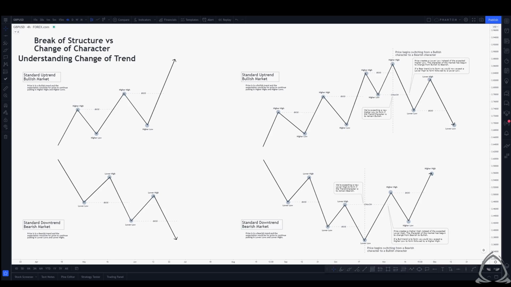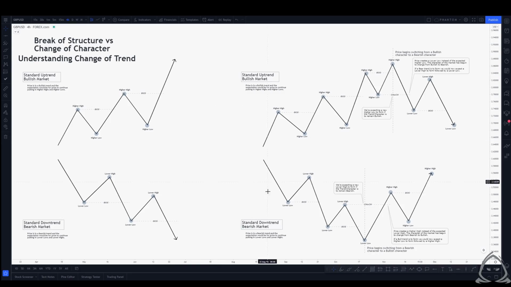That's where the concept of understanding breaks of structure versus change of character, and what change of character implies, is an incredibly important concept, and we'll be building on this as we begin to increase our level of depth and understanding of the overall strategy and how it integrates to supply and demand.